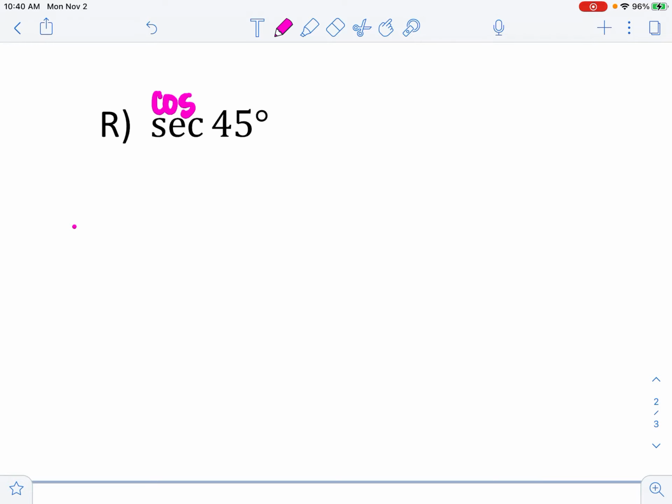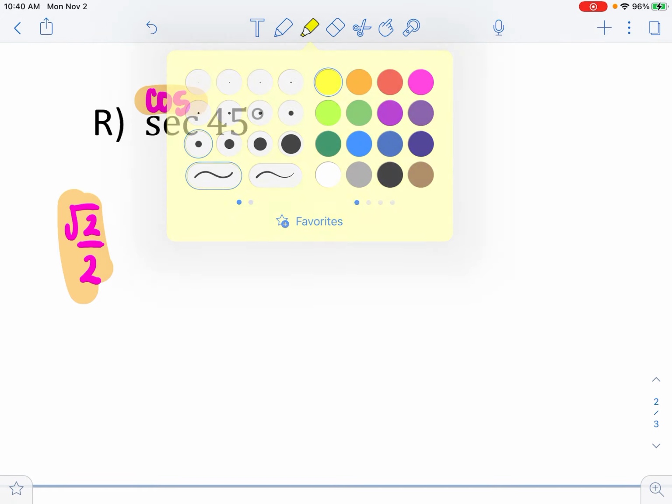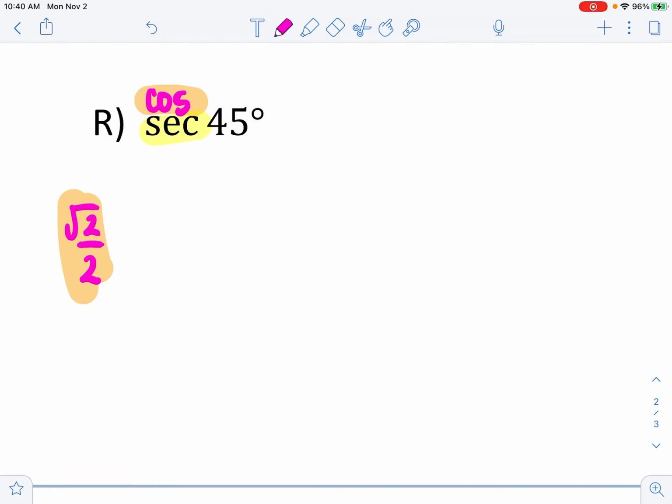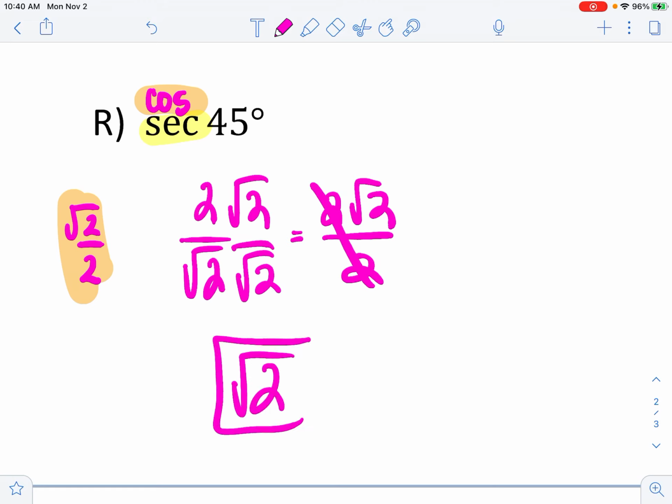Last but not least, I have secant of 45. I don't have secant memorized. I'm going to pretend it says cosine. Do I know the cosine of 45? Have it memorized. It's root 2 over 2. But I don't want the cosine. I want the secant. The secant is the reciprocal, so I have to take the reciprocal of that. That's 2 over root 2. Rationalize, and if you have it memorized, that's great. It is root 2.